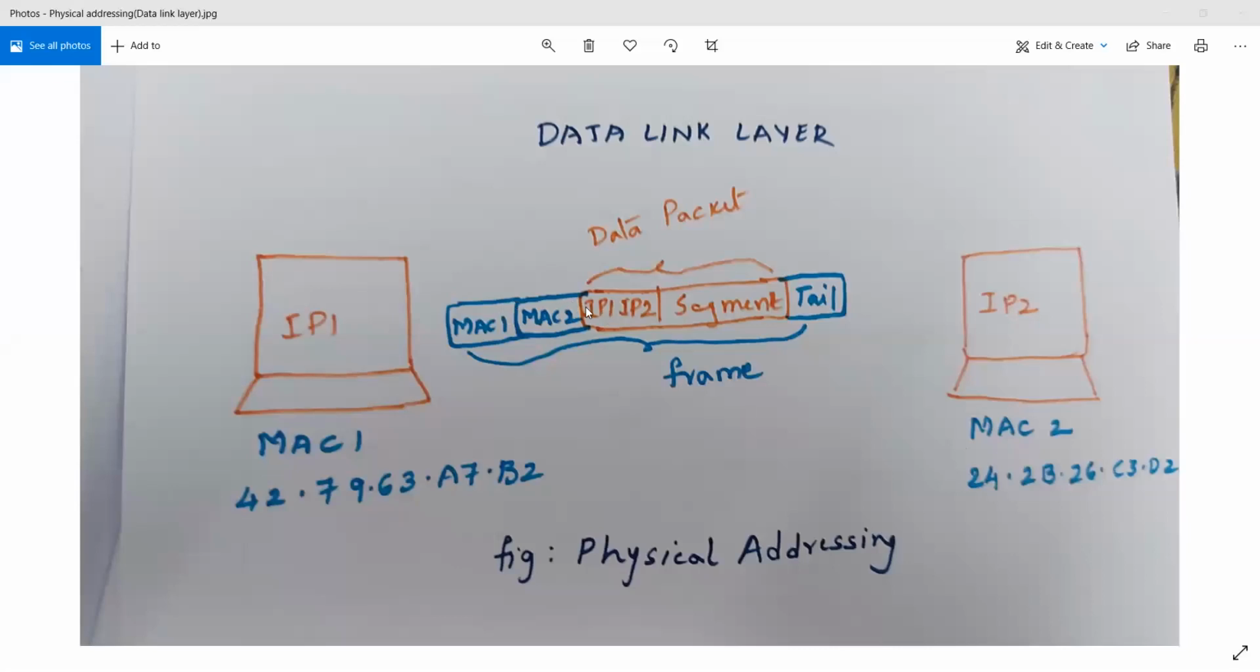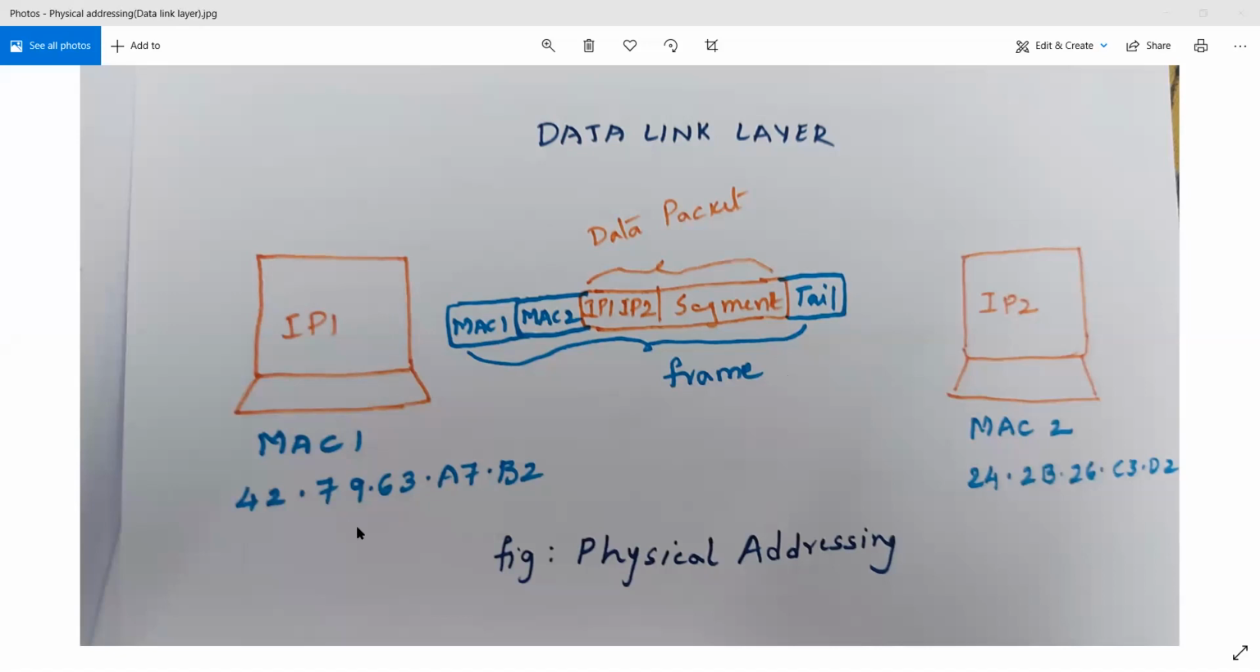Here again a header is attached to this packet, that is MAC1 and MAC2, and a trailer is also attached to the data packet. So the MAC addresses of the sender and receiver, as well as the trailer, are attached to this data packet. Then this whole thing becomes a frame. This is known as physical addressing. It is one of the functions performed by the data link layer.